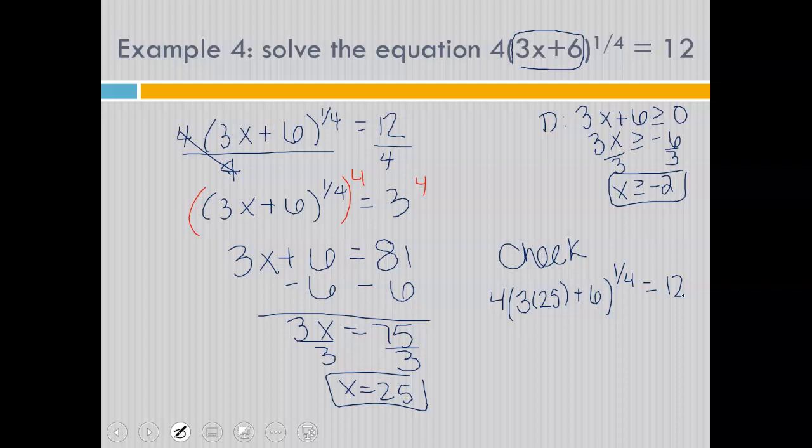We get 75 plus 6, 81. The 4th root of 81 is 3. 3 times 4 is 12. We're happy.